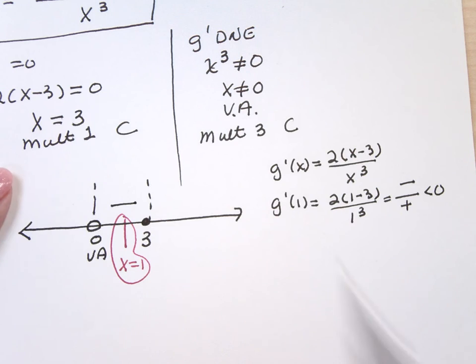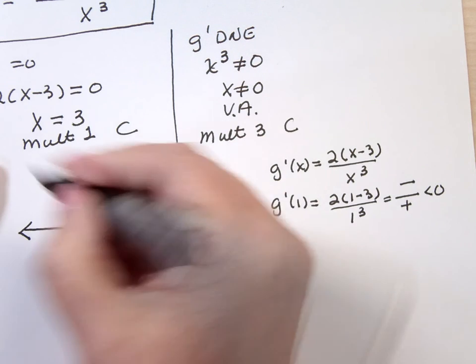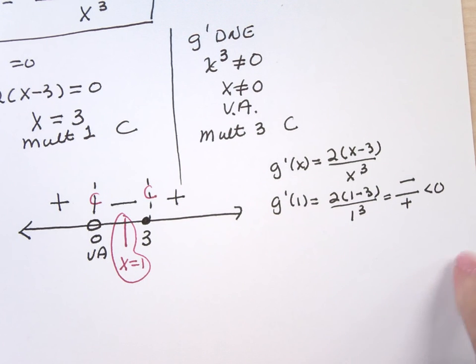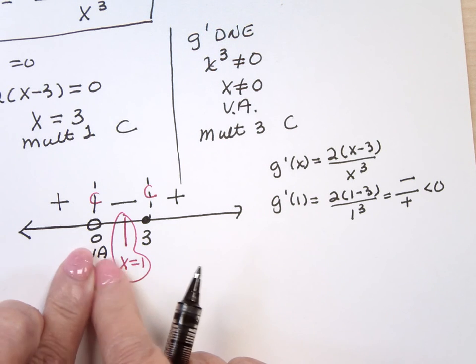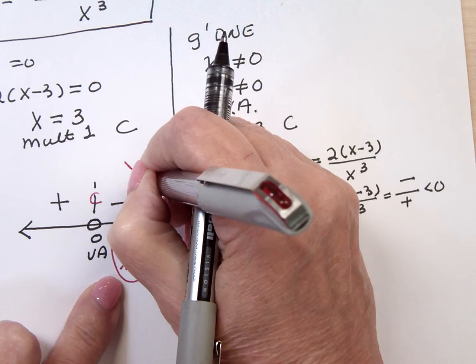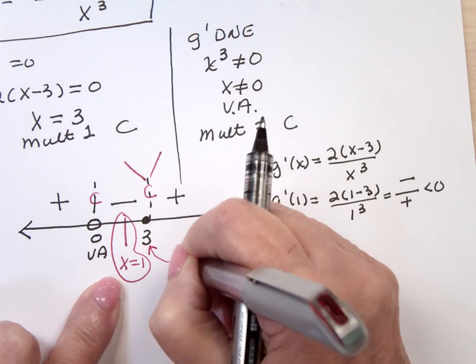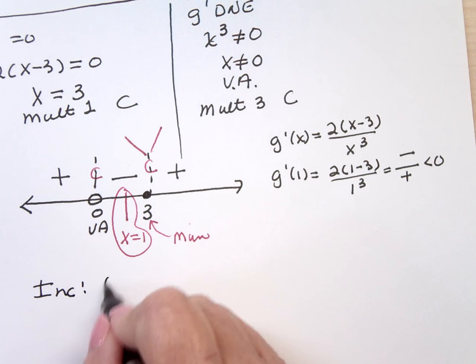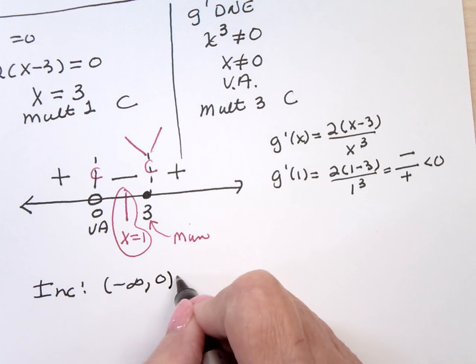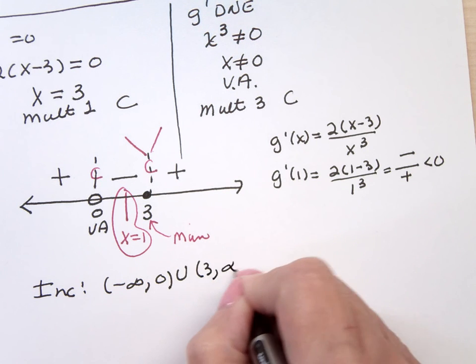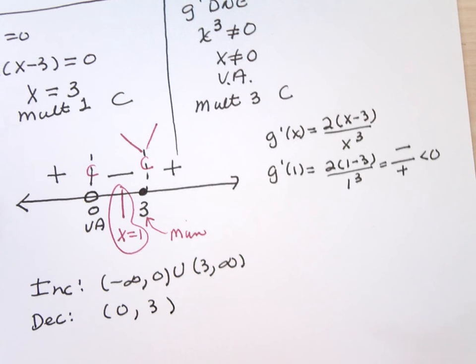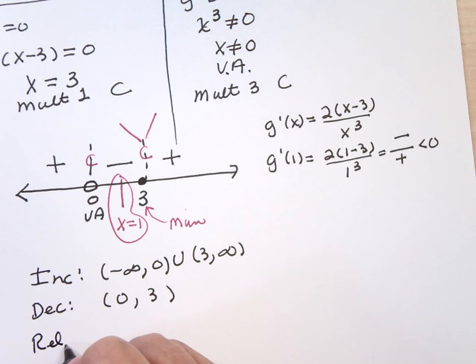Now we said he changes all the way across. So change, positive, negative, change, positive. He's a VA, so he can't be a max or a min. However, decreasing followed by increasing, that means this guy is a minimum. So I'm increasing from minus infinity to 0, or union 3 to infinity. I'm decreasing from 0 to 3, and I have a relative min, or local min, at x equals 3.